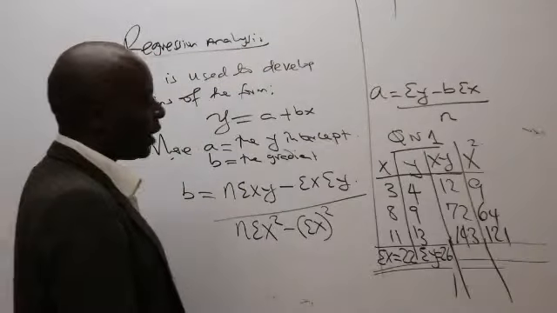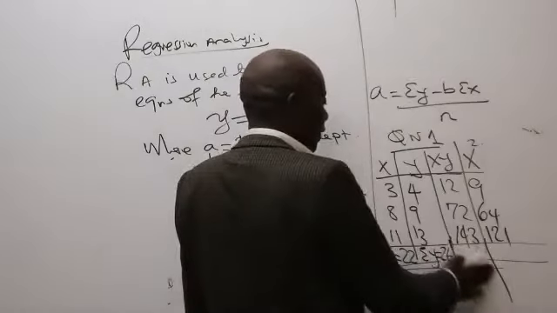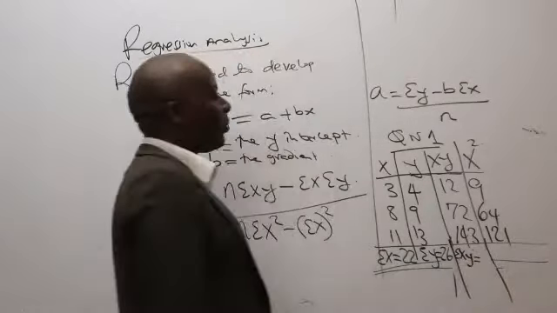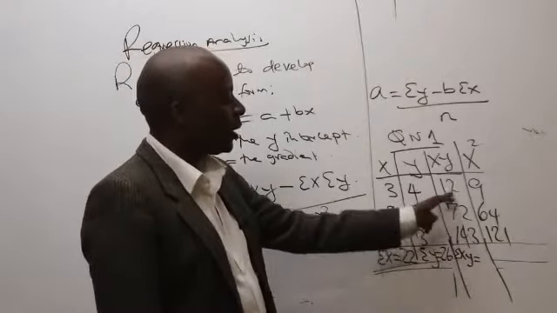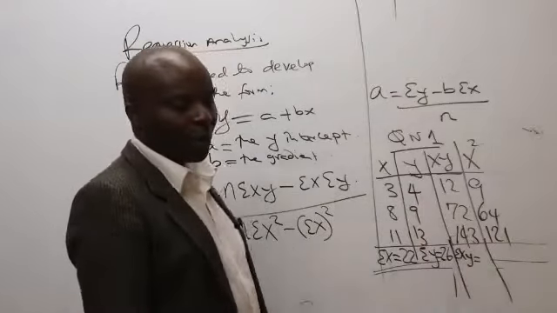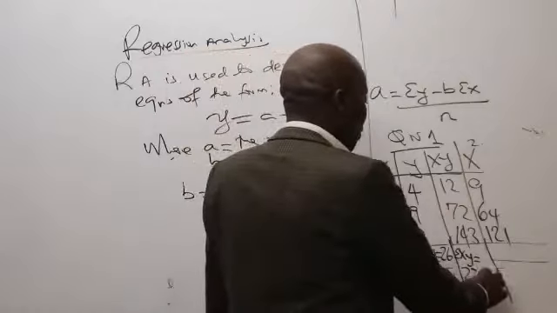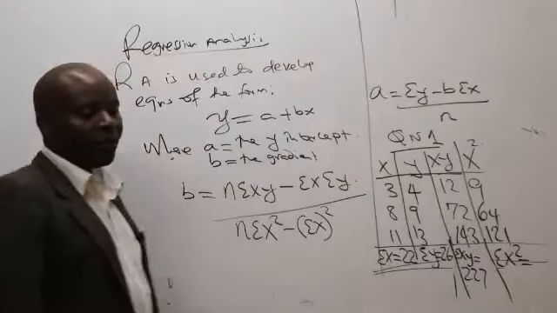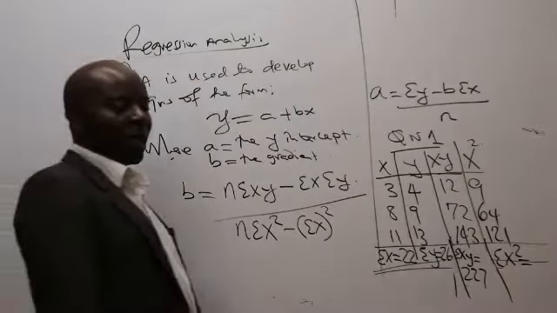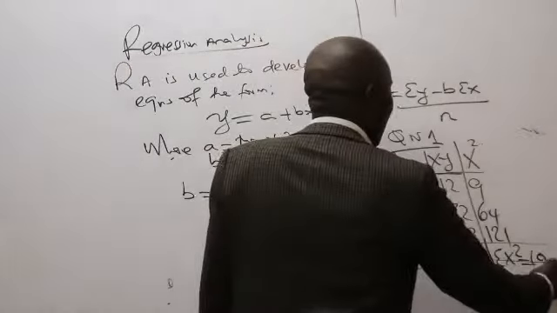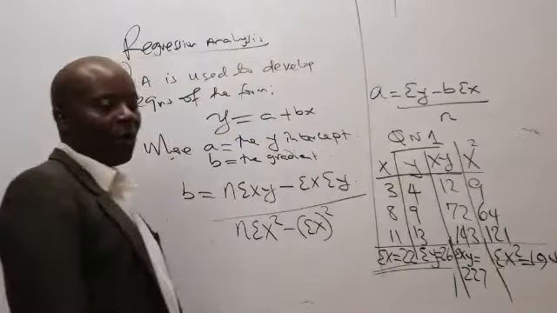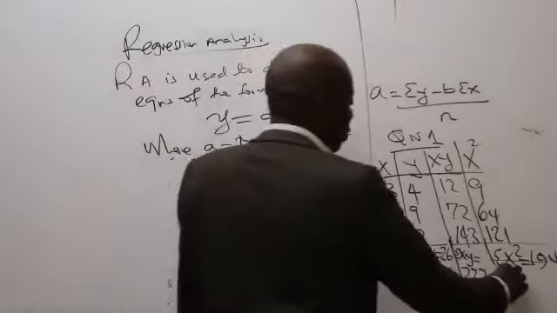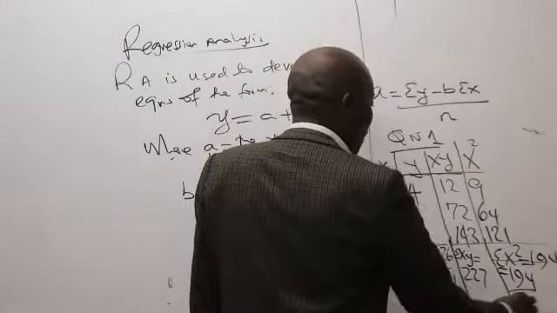How about summation of xy? Somebody, I hope you guys are adding up this plus this plus this. Give me a figure. According to Alice, this is supposed to be 227. How about summation of x squared? According to Damaris and Catherine, we are supposed to be getting 194. Thank you very much. Summation of x squared is 194.